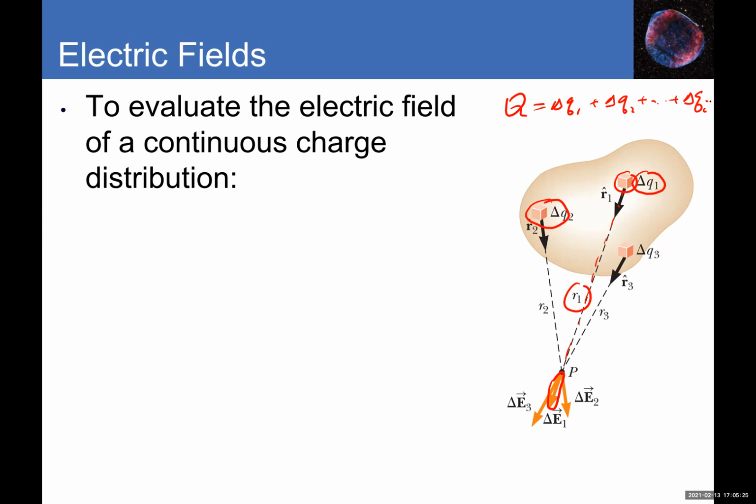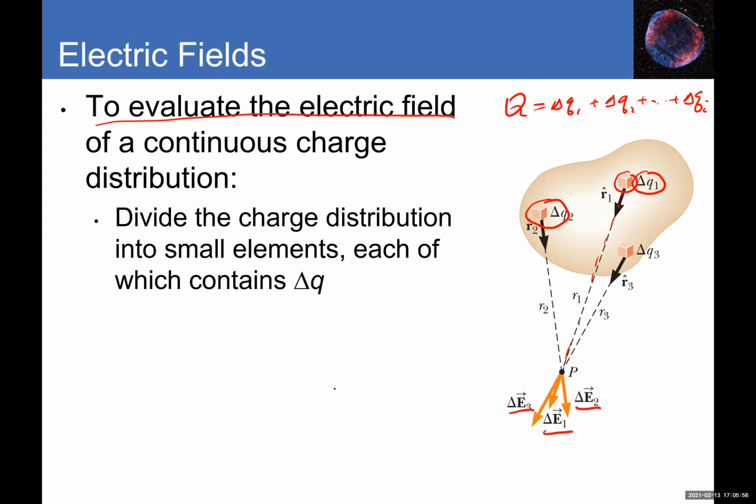Then when I'm looking at the electric field, you can see, right, each small element contributes to that point P, because it has a charge and it has some finite distance from that point. So the electric field delta E1 is due to the small element. Then delta E2 is due to the second small element. Delta E3 is due to the third small element, and so on and so forth. That means to evaluate the electric field of a continuous charge distribution, we again divide the charge distribution into small elements. Each contains delta Q charge.